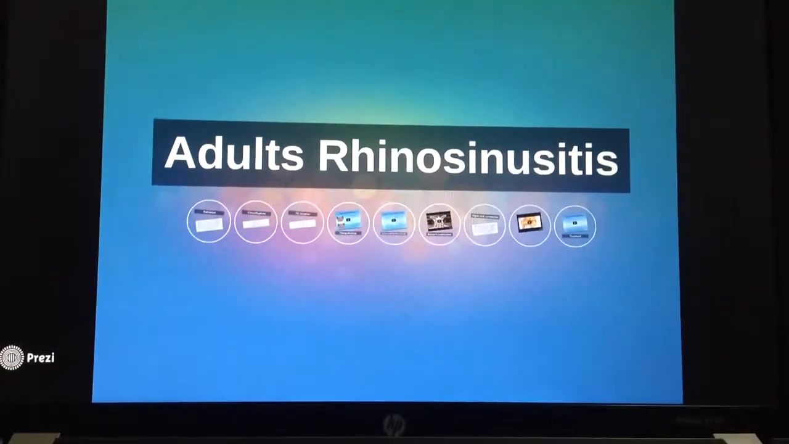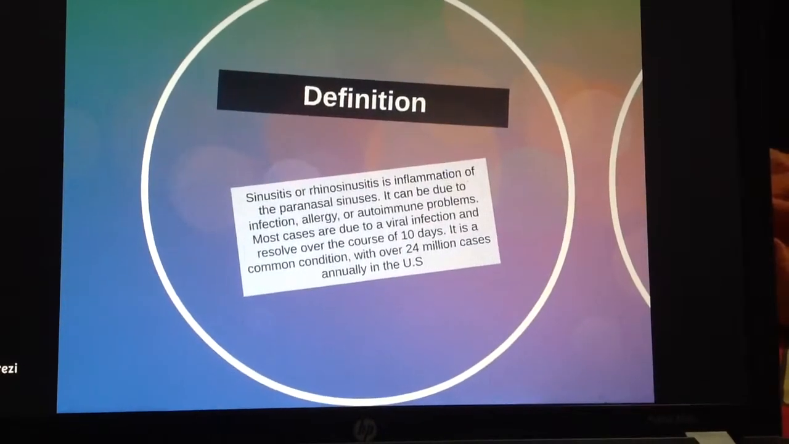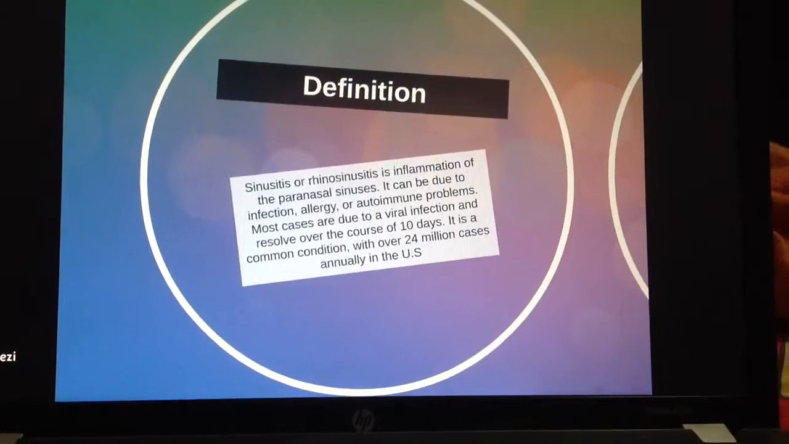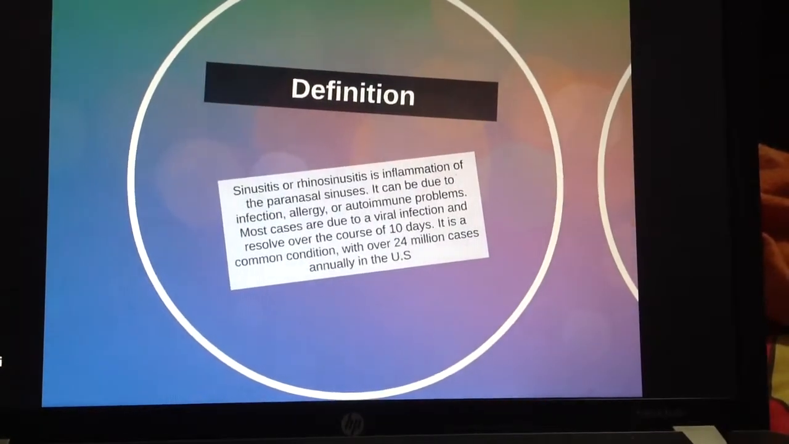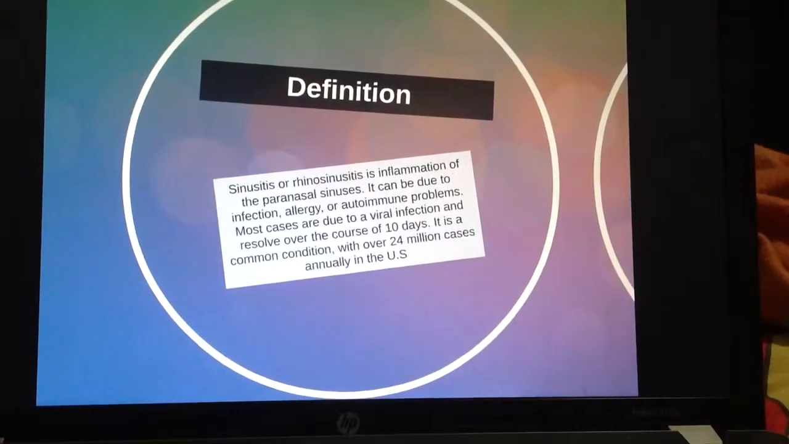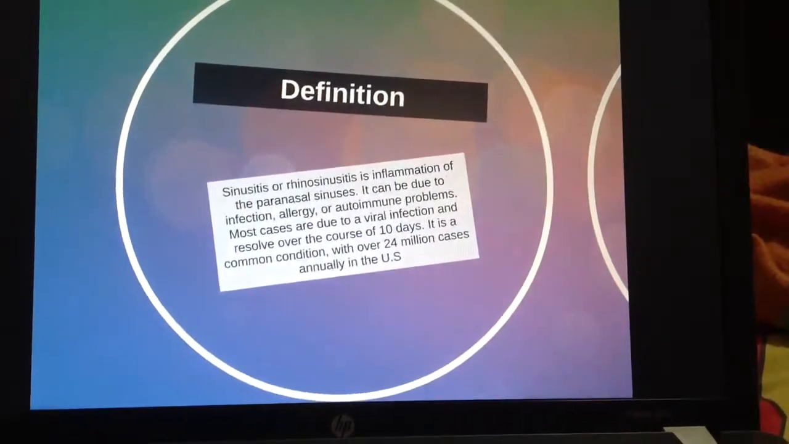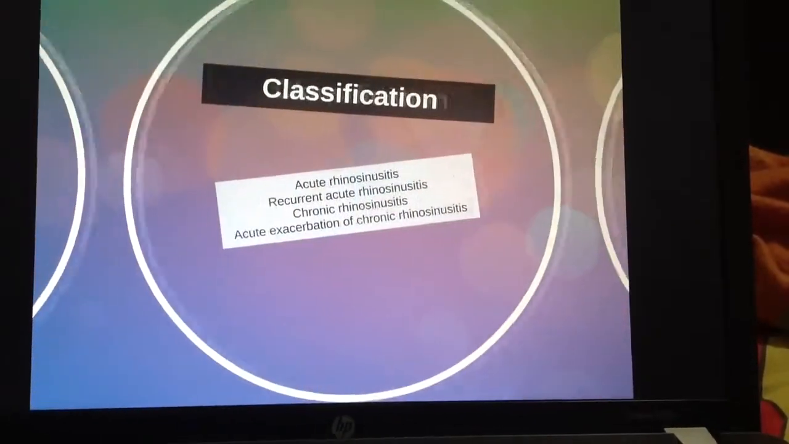Adult rhinosinusitis. Definition: sinusitis or rhinosinusitis is inflammation of the paranasal sinuses. It can be due to infection, allergy, or autoimmune problems. Most cases are due to a viral infection and resolve over the course of 10 days. It is a common condition with over 24 million cases annually in the U.S.